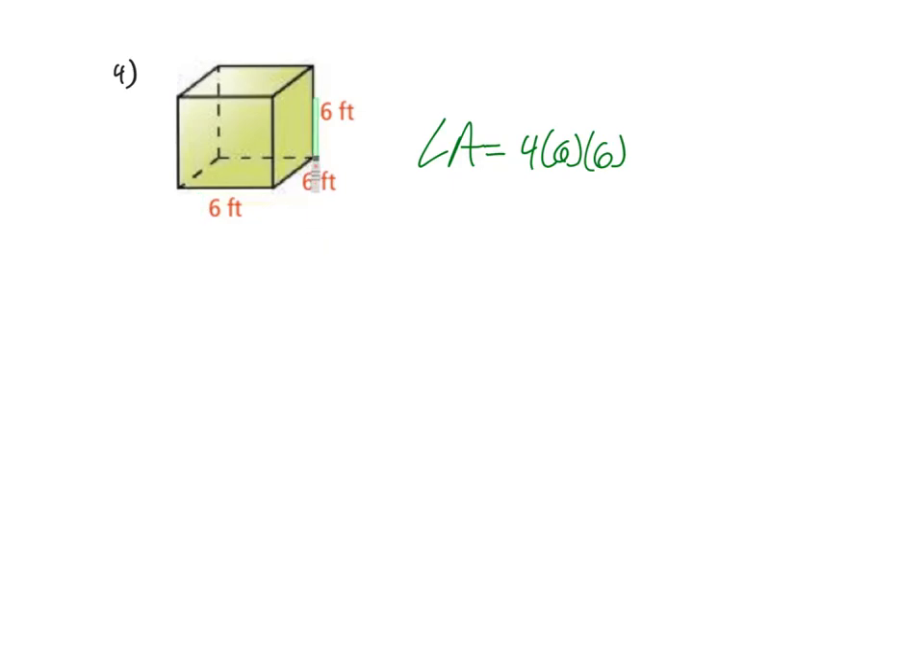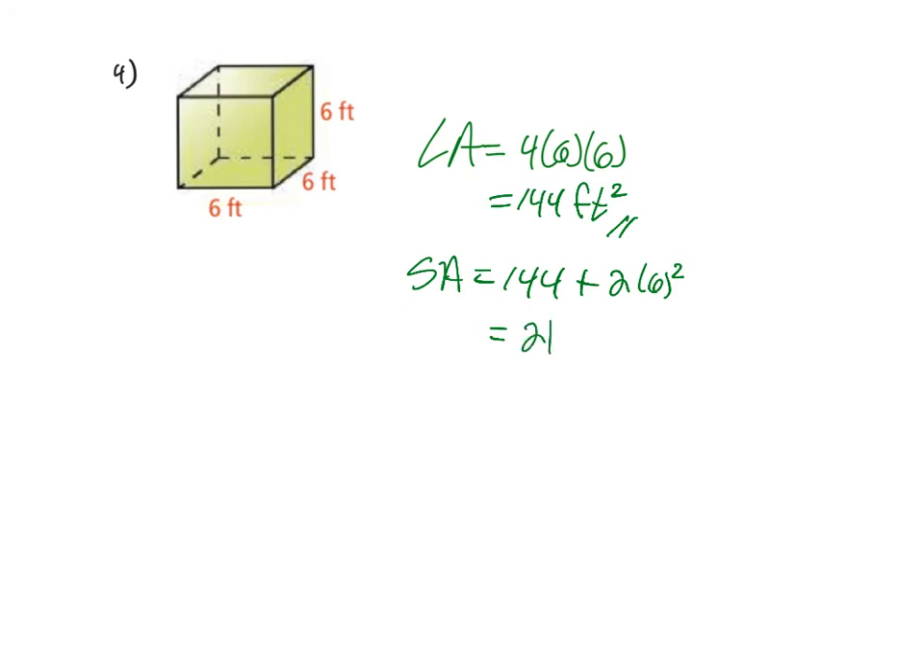Times the height. So 4 times 6 times 6. So that is 144 feet square, right? And now the surface area equals 144 plus 2 times the area of the base. So this is 2 times 6 squared. So it's 216 feet square.